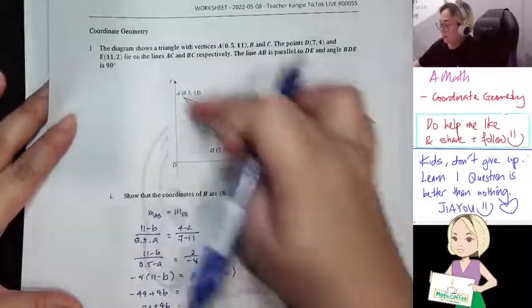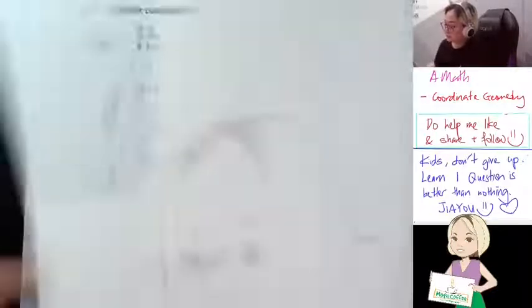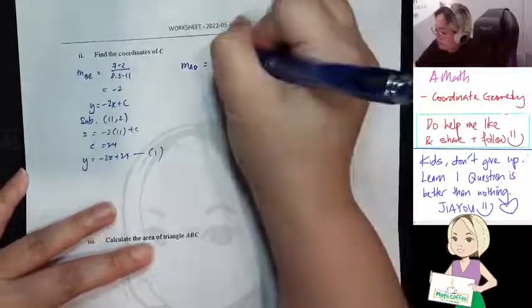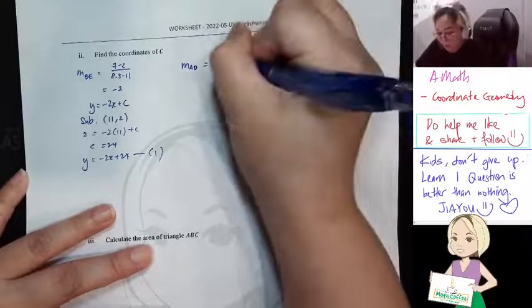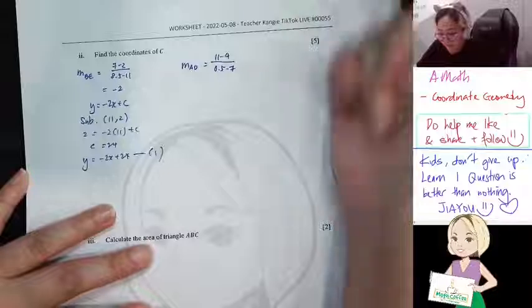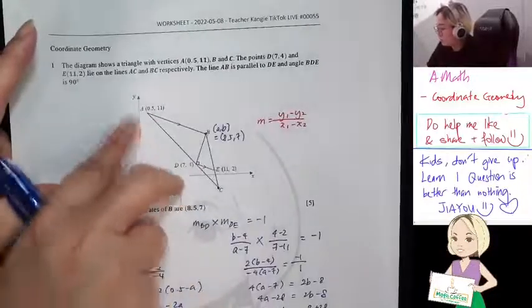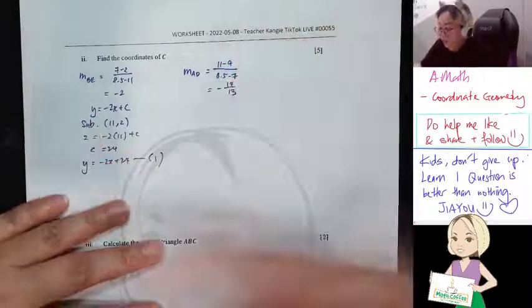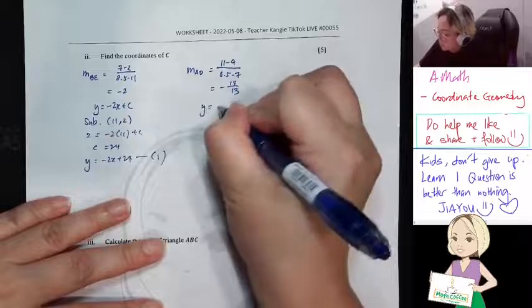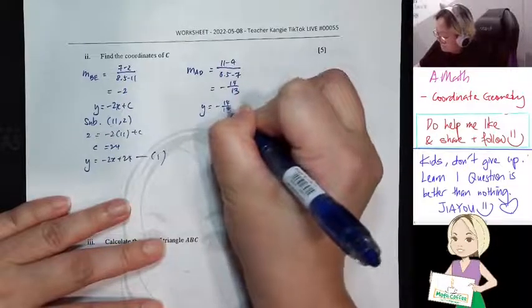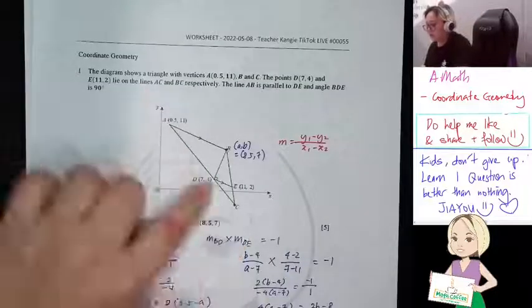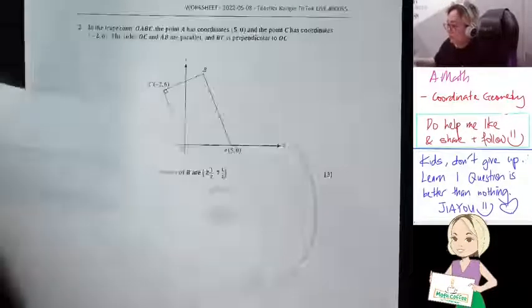So I need to find gradient AD. Gradient AD will be equal to 11 minus 4 over 0.5 minus 7. These 2 points. After that, my gradient AD will be minus 14 over 13. So again, equation of the line, y equals mx plus c. So ask yourself again, do you have the y-intercept? Again, don't have.